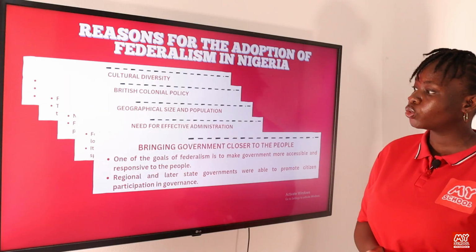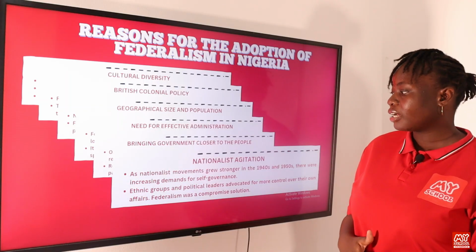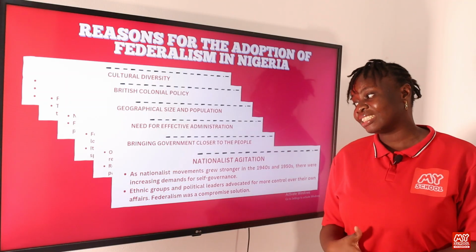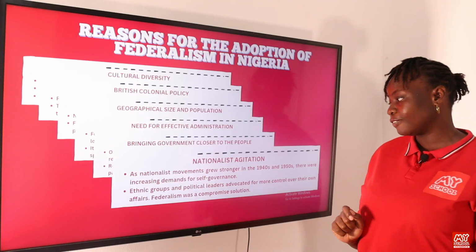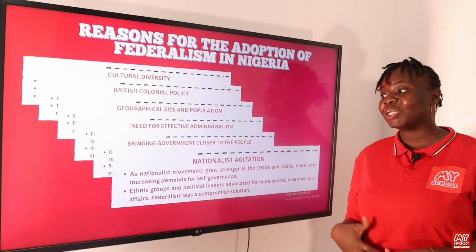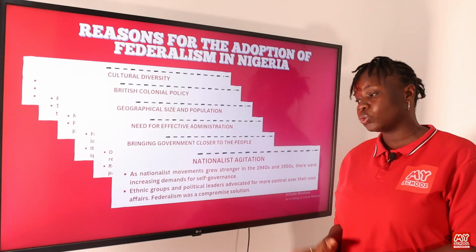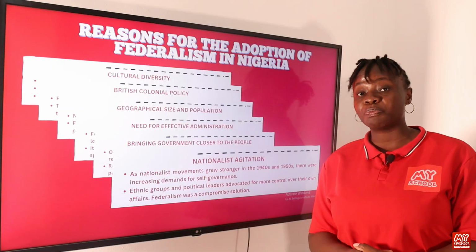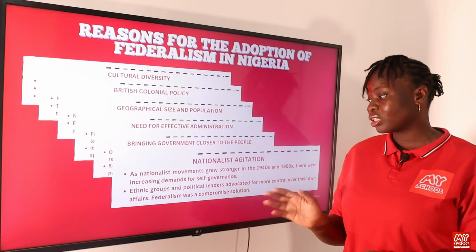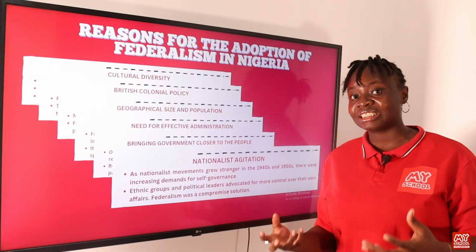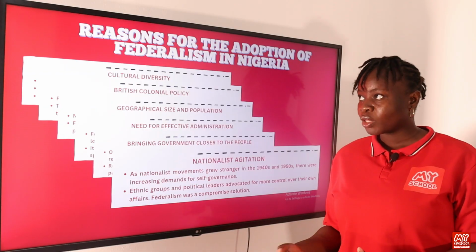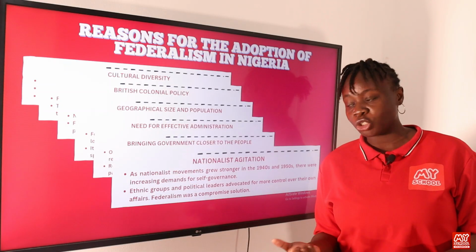Now let's move on to the next one. And that reason for the adoption of federalism is nationalist agitation. As nationalist movements grew stronger in the 1940s and 1950s, there were increasing demands for self-governance. We talked about this a lot under the topic, the process of decolonization. We talked about how after the Second World War, there was increasing nationalist agitation for self-rule. So this affected the need for the creation of federalism.